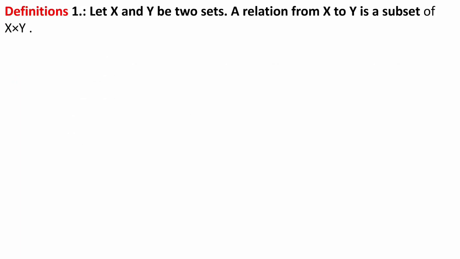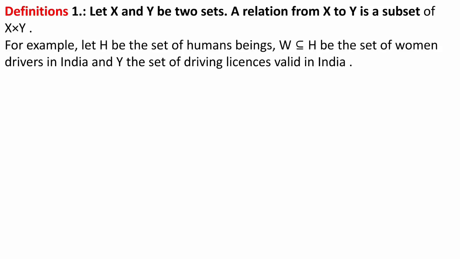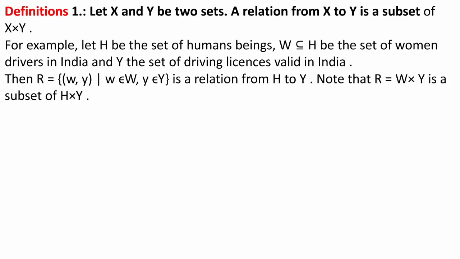Let X and Y be two sets. A relation from X to Y is a subset of X cross Y. For example, let H be the set of human beings, W a subset of H be the set of all women drivers in India, and Y be the set of all driving licenses valid in India. Then R equal to the set of all ordered pairs (w, y), such that w belongs to W, y belongs to Y, is a relation from H to Y. Note that R is equal to W cross Y, a subset of H cross Y.